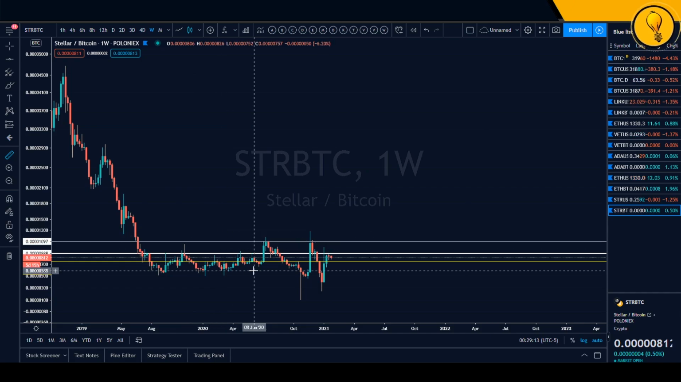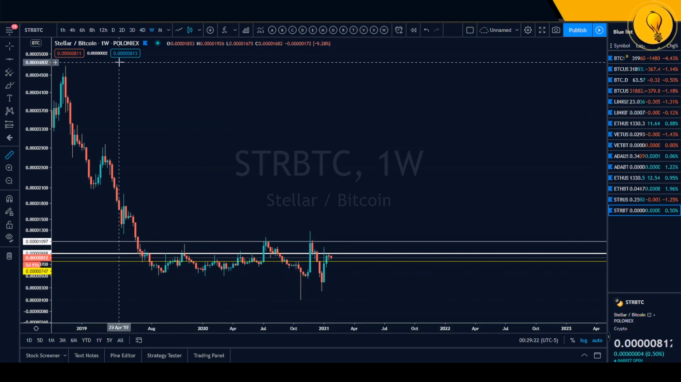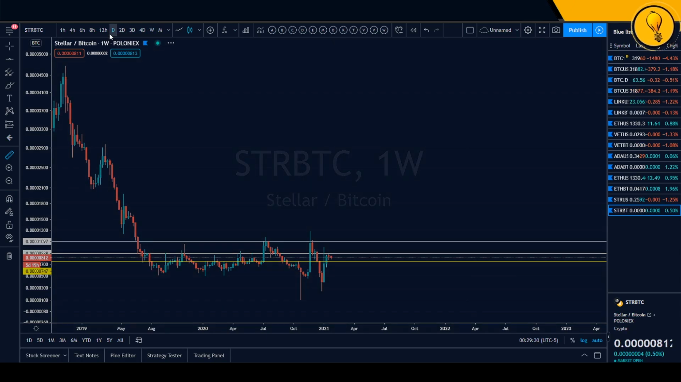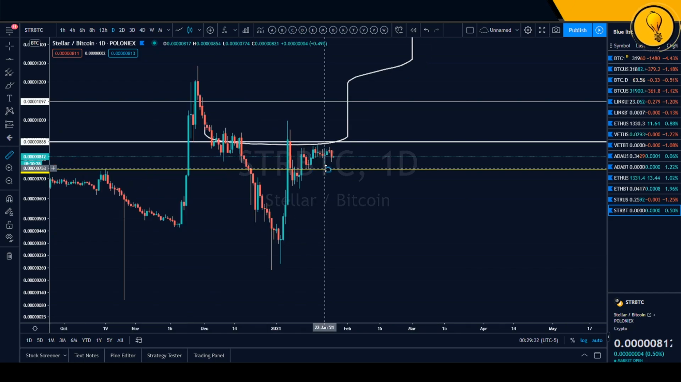So XLMBTC, at least on the weekly time frame, I do believe, Sean and I do believe that we are up against resistance. But if and when it does break, the volatility is going to kick in pretty quickly. Well, it's going to be intense. So this is XLM on the weekly. Let's get on to the daily too, Sean. I want to see how we're doing on the daily.